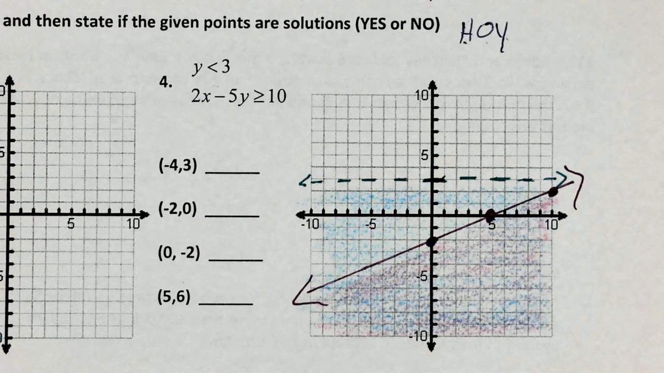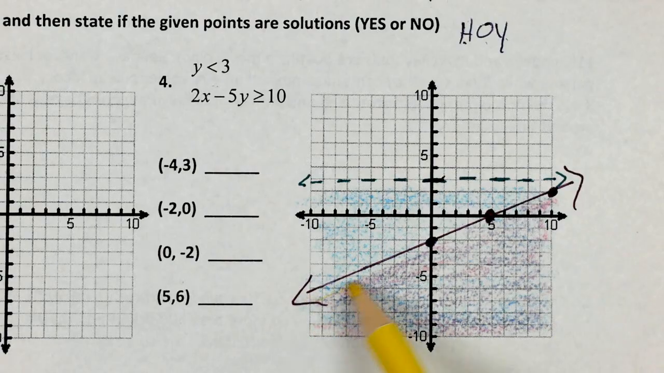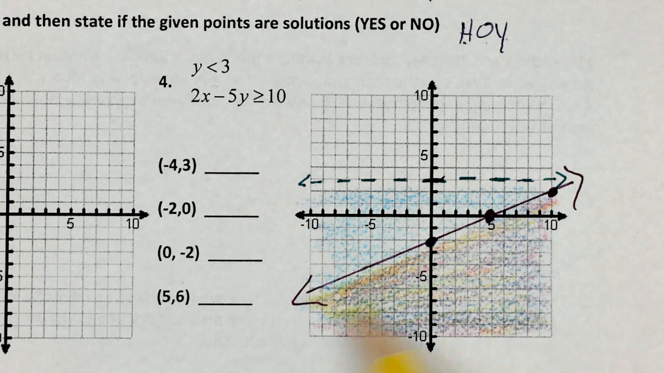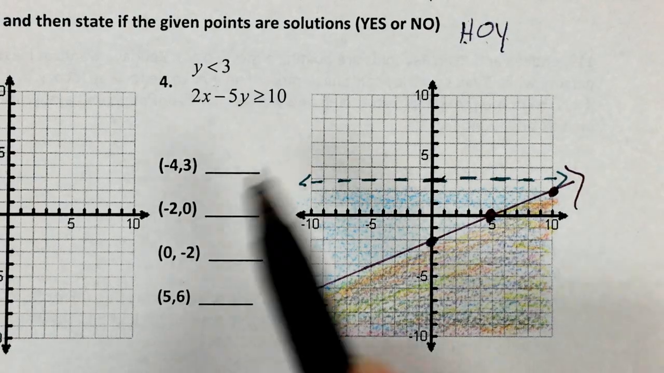And where we have both colors, that's going to be my solution set. So actually, this is the majority of that solution set. Over here, it's going to cross some, but all that we're seeing right here is a solution set. Okay, so as we go through this and try to find each one of our points.